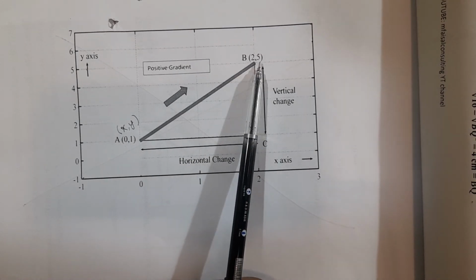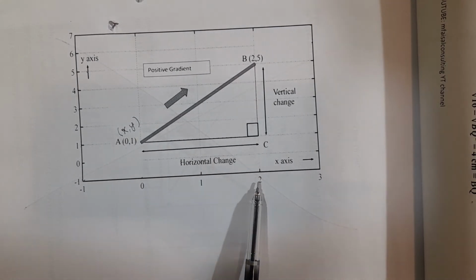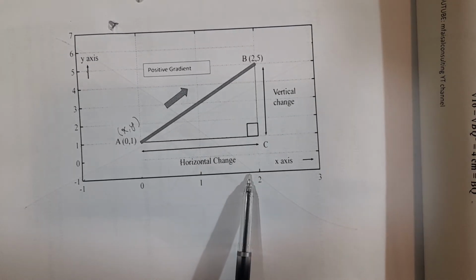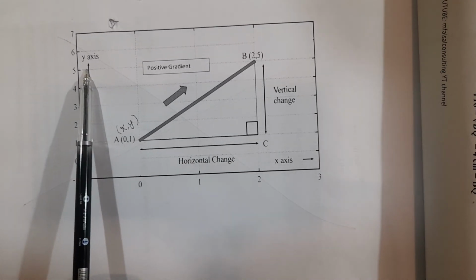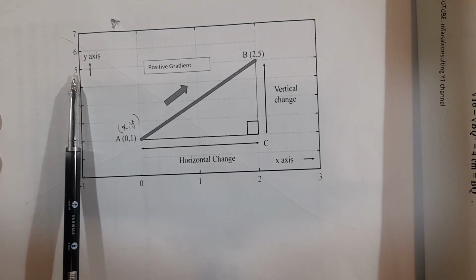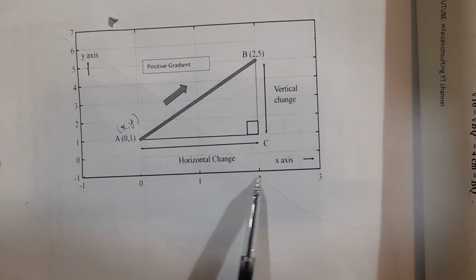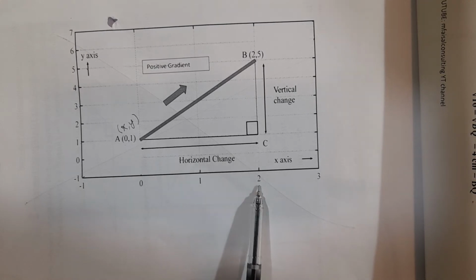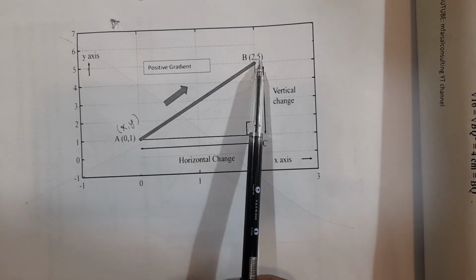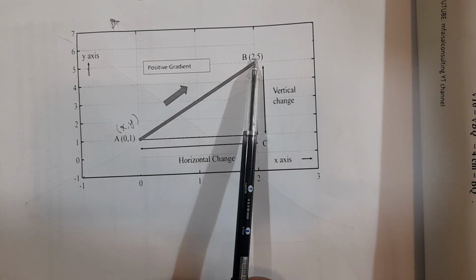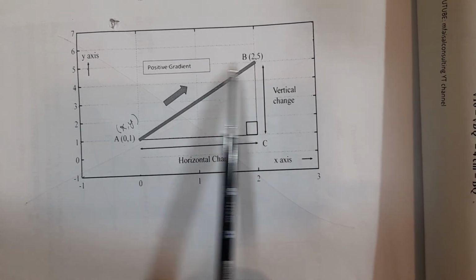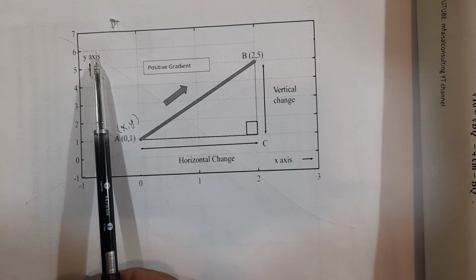Point B is (2, 5). 2 means along the x-axis its position is at point 2, and along the y-axis its position is 5. This is the y-axis, its position is 5, and this whole is the x-axis, position is 2. So we can write point B as (2, 5). 2 means it's on the second point along the x-axis, 5 means it's on the fifth point along the y-axis.